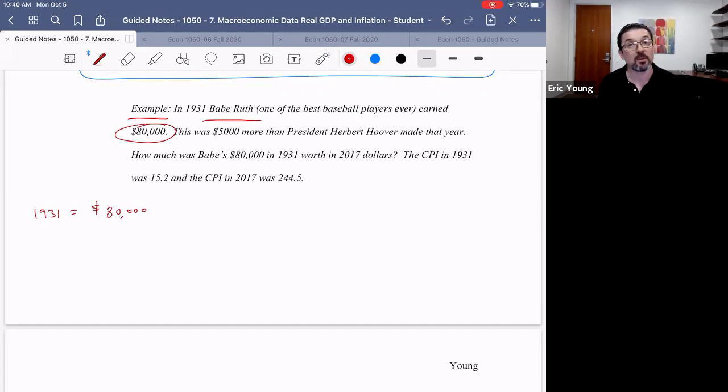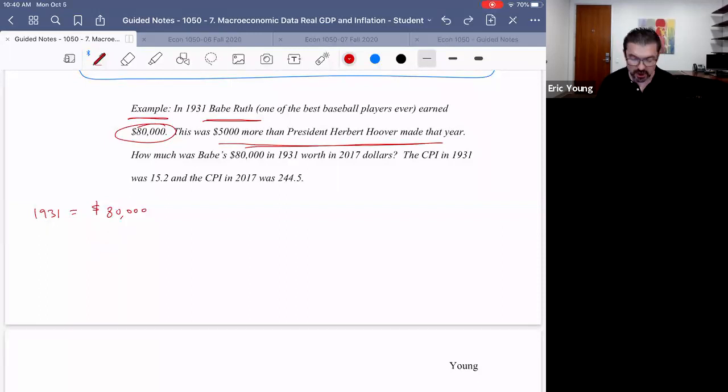Maybe not. Maybe you are, I don't know. Again, 1931, the Babe earned $80,000. FYI, this was like $5,000 more than the president made that year. So this guy, Babe Ruth, was earning more than the American president. But here's the big thing. It's hard to visualize what 1931 was, and it's really hard to understand what $80,000 in 1931 meant.